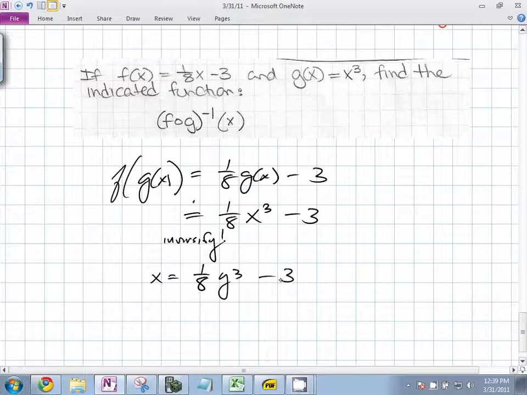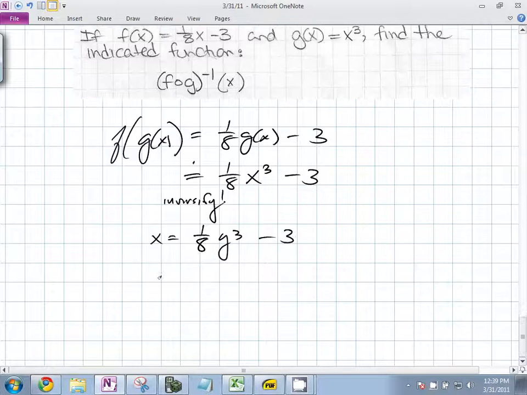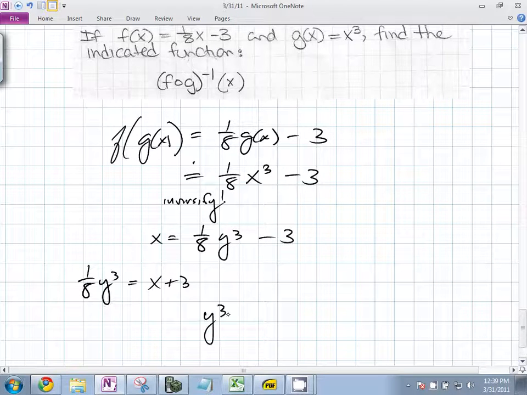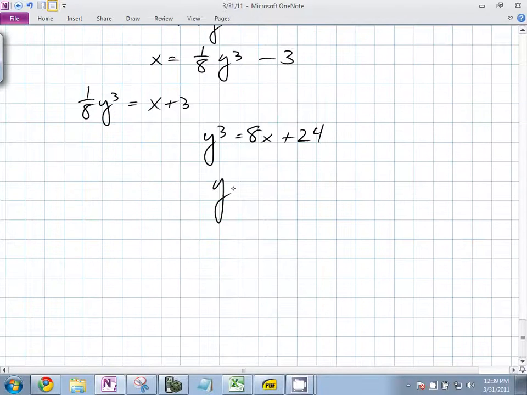X plus 3 equals 1/8 y cubed. So what does y cubed equal? What does it equal? How do you get rid of a cube? Yeah. Do you have to worry about plus or minus in this case? Why not? Why don't you put plus or minus?